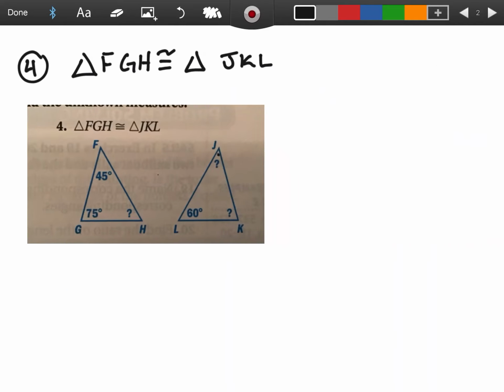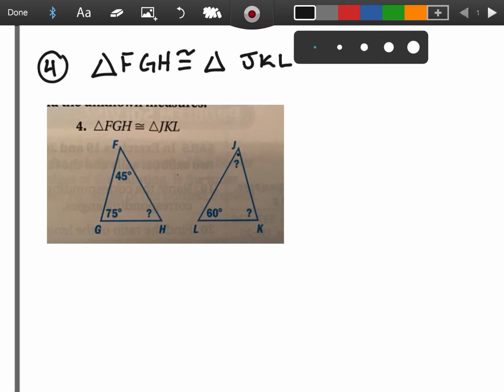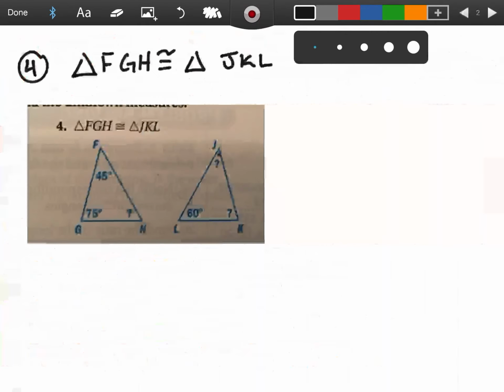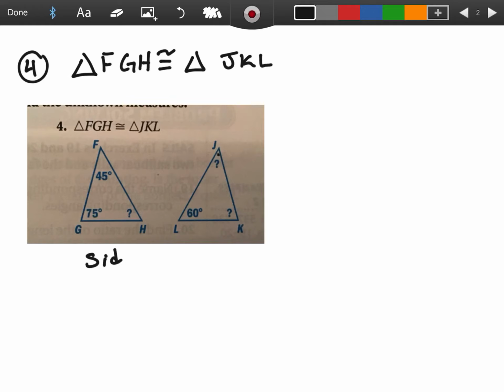Let's keep going. Now we have number 4. I took a picture of it. It's easier to look at it that way. In number 4, it's the same question: corresponding sides and corresponding angles. So how do we do it? Which side matches which? Sides over here, angles over here. And then my unknown angles are angle H, angle J, and angle K.